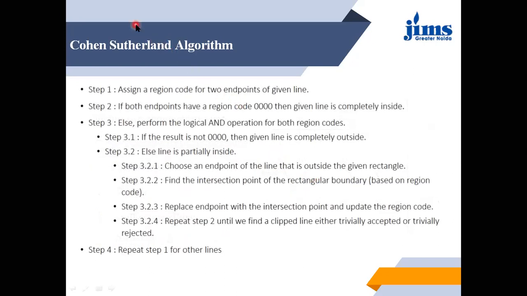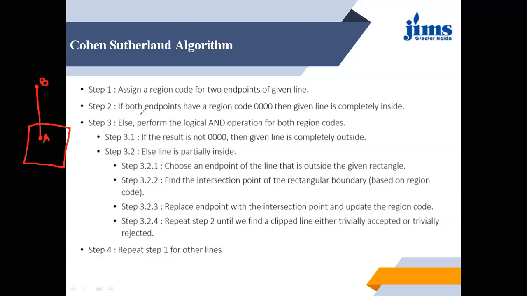So the first step is to assign a region code for the two endpoints of a given line. Suppose this is our window and a line is given to us. Suppose this is the line. First we have to assign the region code for both the points, suppose point A and point B. So this is the first step.